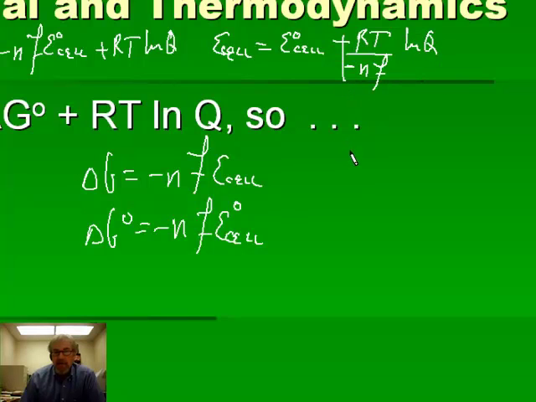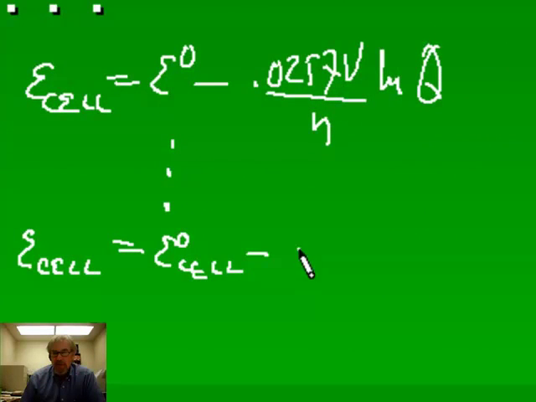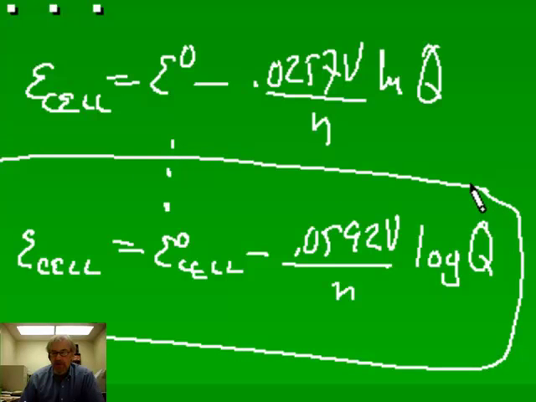Now when you take the negatives out of here and replace the R and T and Faraday's constant by real numbers, you get this equation. E cell is equal to E naught cell minus 0.0257 volts over N times the natural log of Q. Or in the base 10 terms that are much more familiar here, like we said earlier in electrochemistry, we could rewrite this: E cell is E naught cell minus 0.0592 volts over N times the base 10 logarithm of Q. This equation allows us to predict what the cell potential is going to be under changing values of Q.